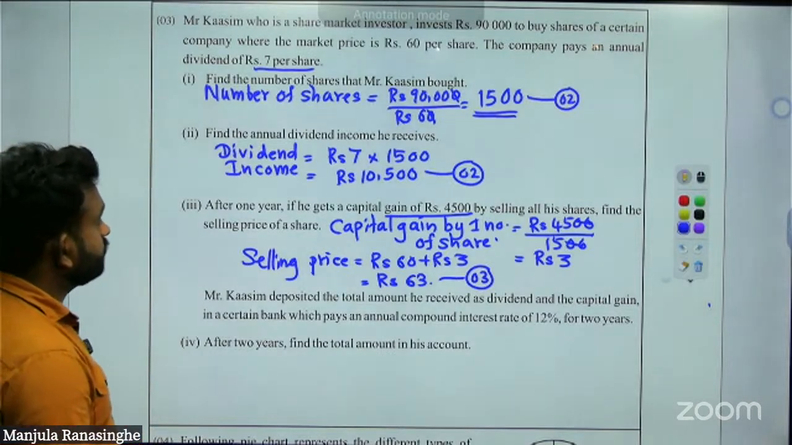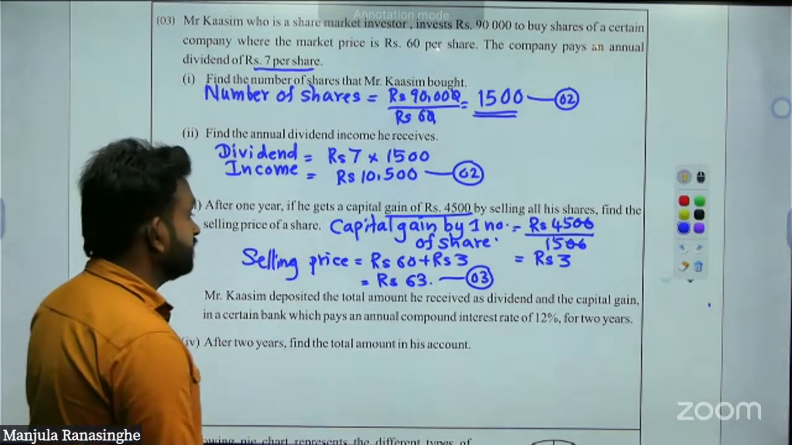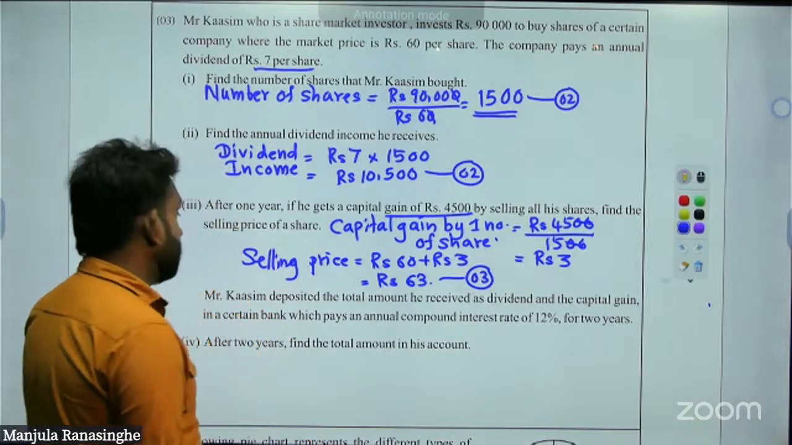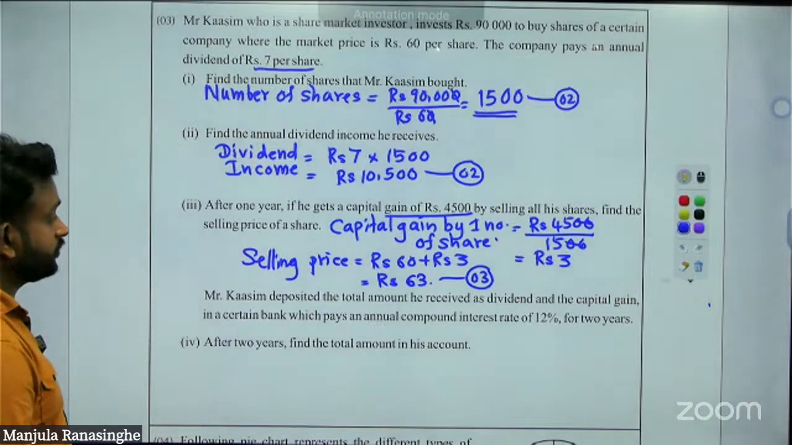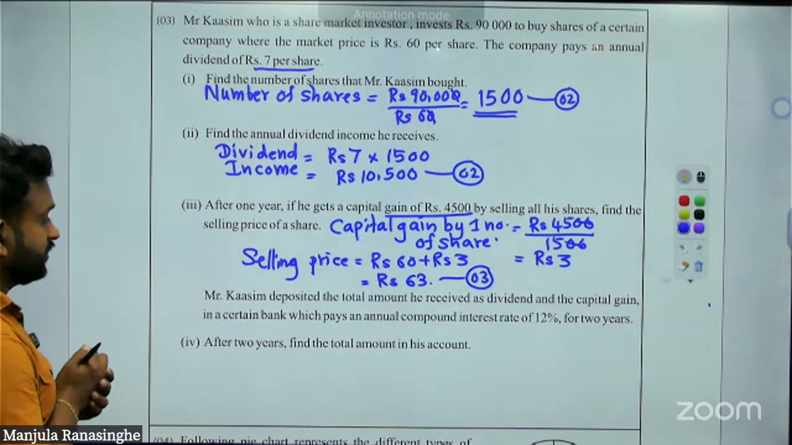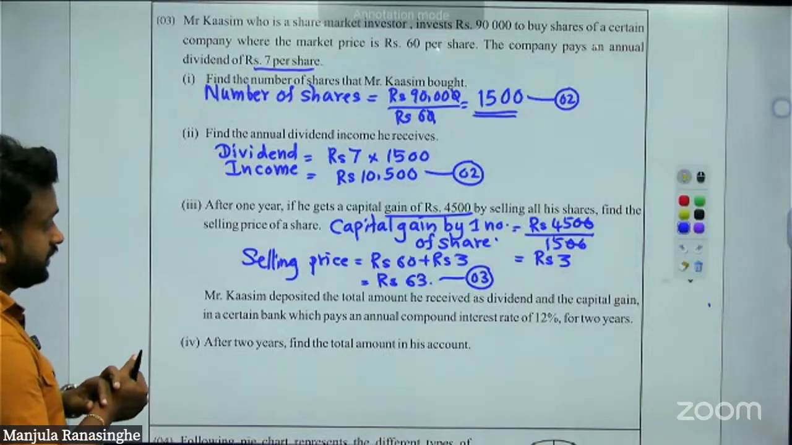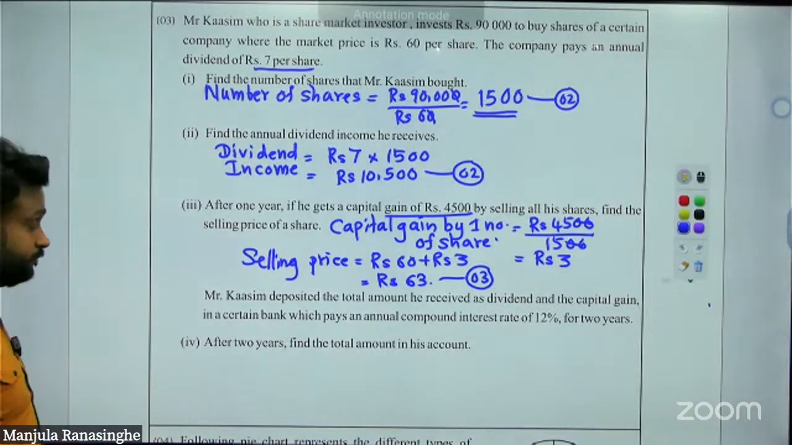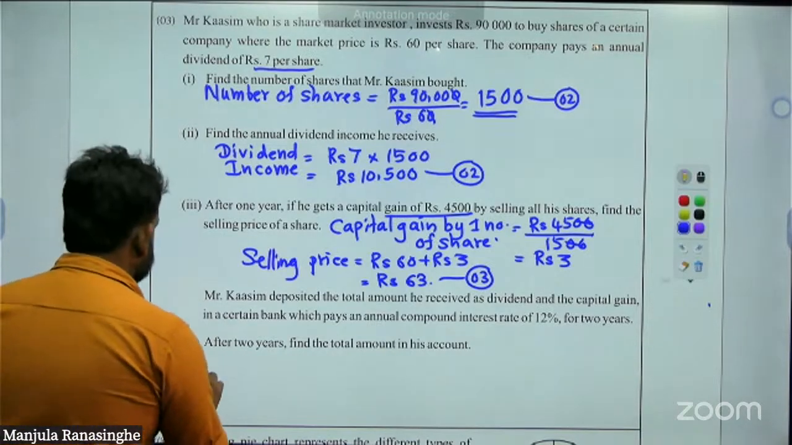Mr. Kasim deposited the total amount he received as dividend and the capital gain in a certain bank, which pays an annual compound interest of 12% for 2 years. After 2 years, find the total amount in his account. Now, what is the deposited amount? Then you write deposited amount.